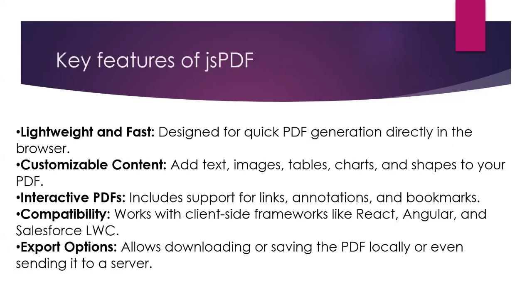So, what are the key features? Here are the key features of jsPDF. It's lightweight and fast, and is designed for quick PDF generation directly in the browser. And in our case, we'll be using it directly in Lightning Web Component. It has customizable content. It allows us to add text, images, tables, charts, and shapes to the PDF. Interactive PDFs, compatibility, and export options. The most important part is the export option. So we have all the export options available in jsPDF. So these are the key features.